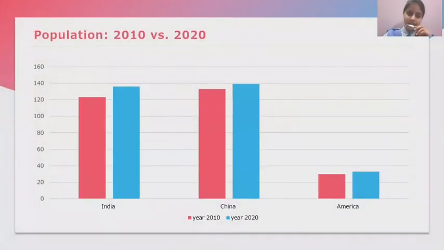Here, as you can see, is a graph that shows the population of three countries, India, China and America respectively. India's population in 2010 was around 123 crores, and now in 2020, India's population is around 136 crores. China's population in 2010 was around 133 crores, and in 2020, it is almost 140 crores. America's population in 2010 was around 30 crores, and in 2020, it was around 36 crores.